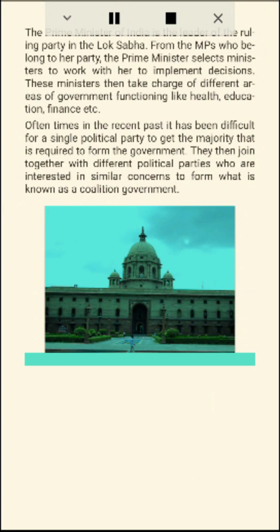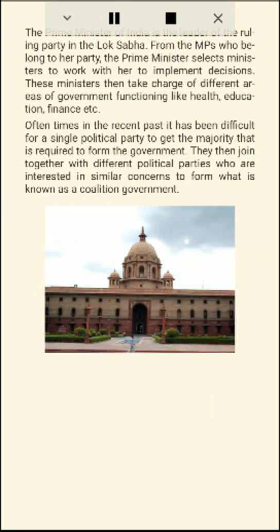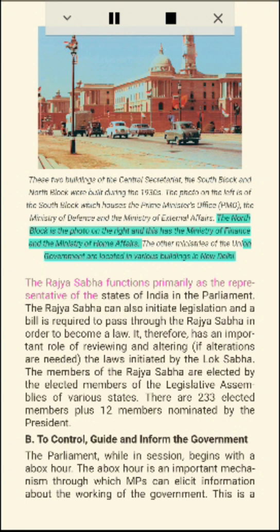These two buildings of the Central Secretariat, the South Block and North Block, were built during the 1930s. The photo on the left is of the South Block, which houses the Prime Minister's Office (PMO), the Ministry of Defense and the Ministry of External Affairs. The North Block is the photo on the right, and this has the Ministry of Finance and the Ministry of Home Affairs. The other ministries of the Union government are located in various buildings in New Delhi.